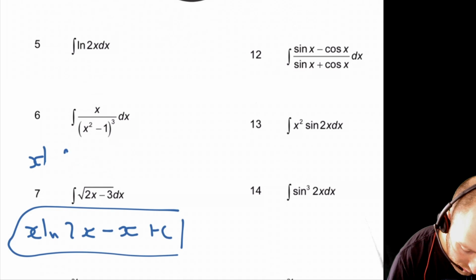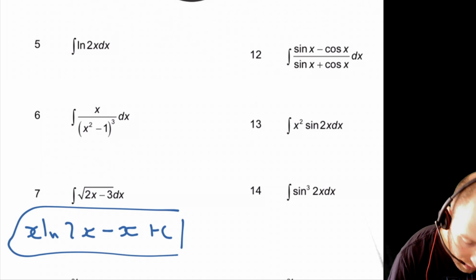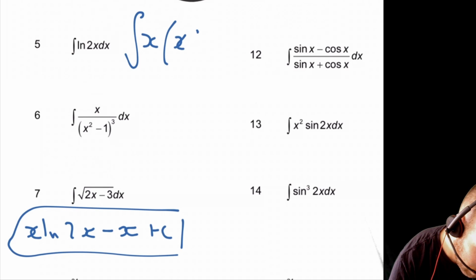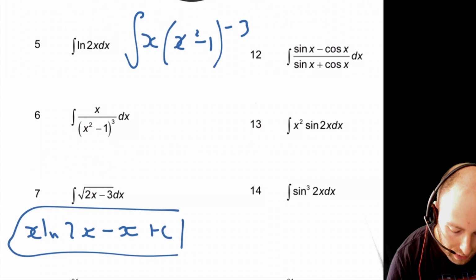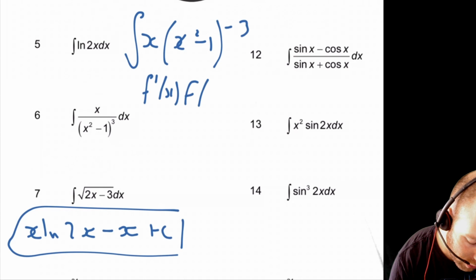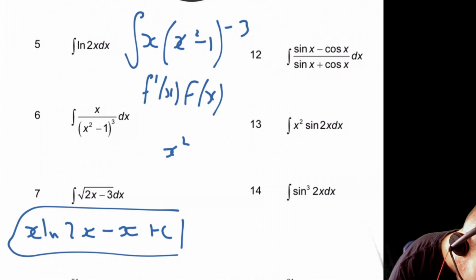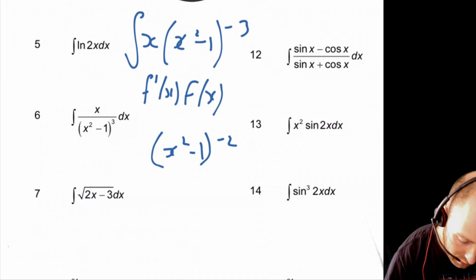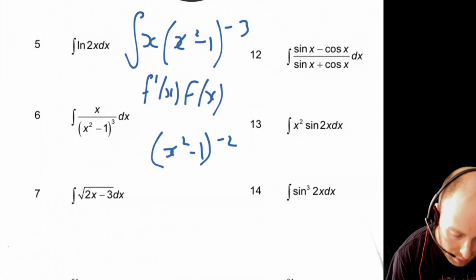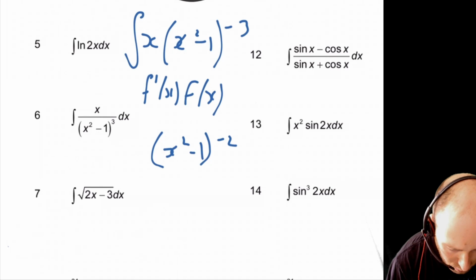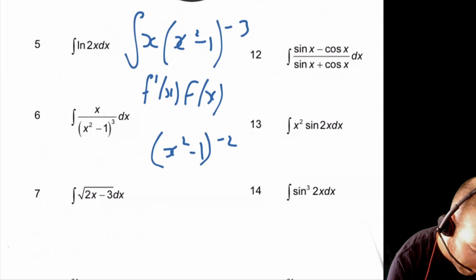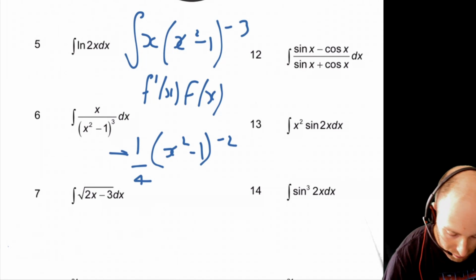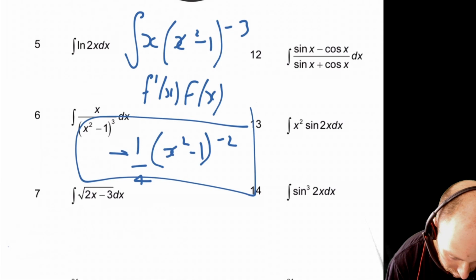Right, question 6 on this list then. This is very similar to the one we did earlier. So we're going to write this out as x times x squared minus 1 to the minus 3. And then we've got derivative times the function with a bit of a tweak. So we're going to try x squared take 1 to the minus 2. Now if we differentiate this, we're going to get 2x out the front times by minus 2, so we're going to get minus 4x out the front. We just want x out the front, so we need to times it by minus a quarter. So that's your answer there.